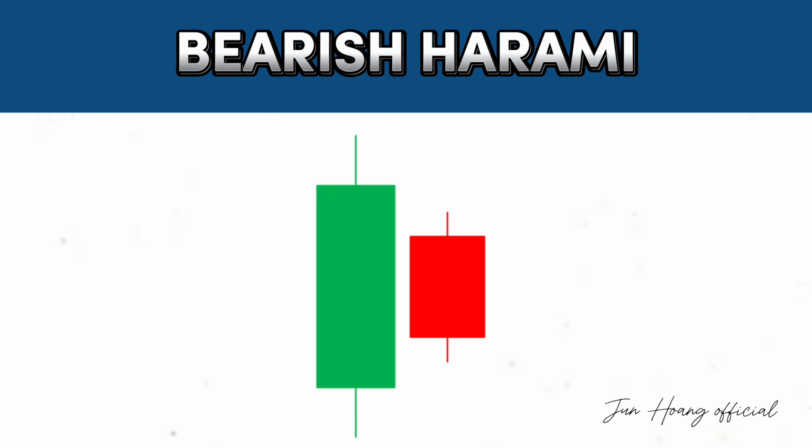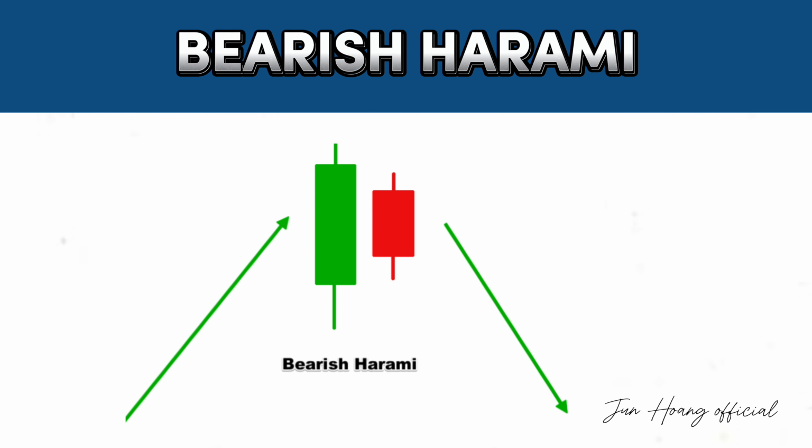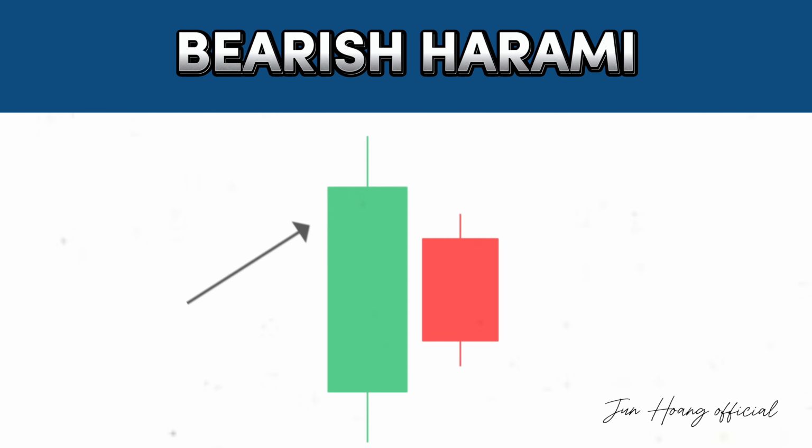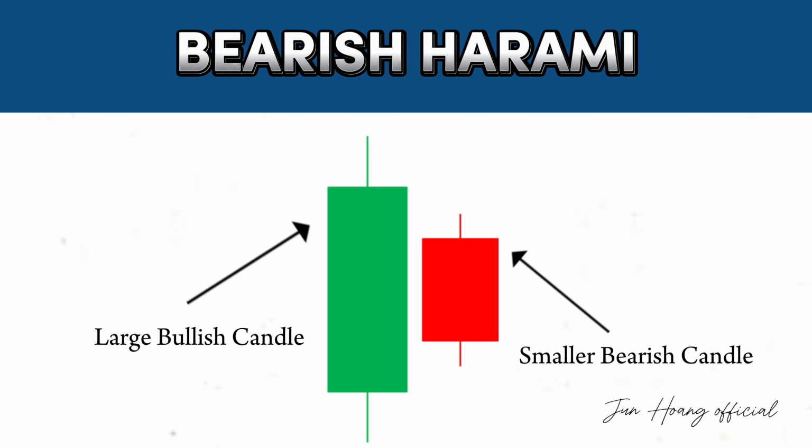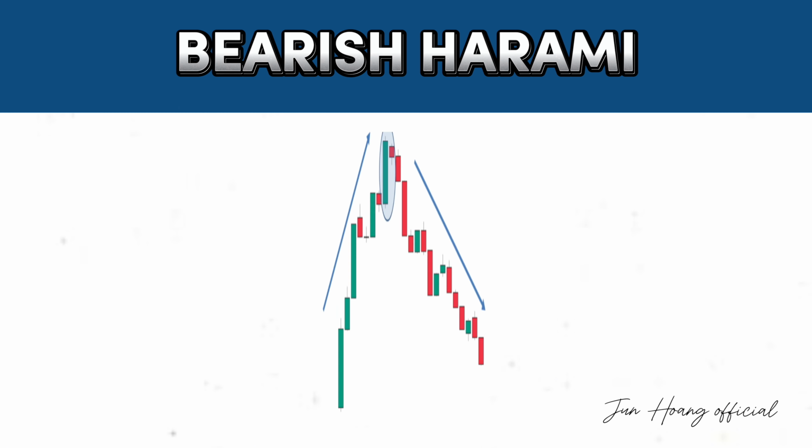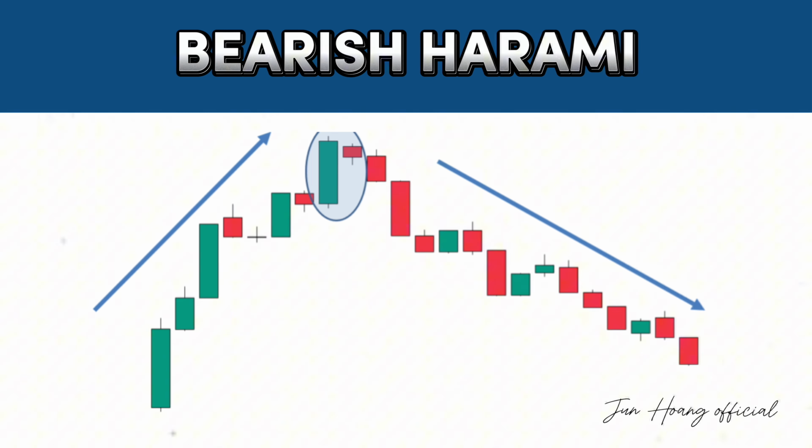Bearish harami. This pattern occurs during an uptrend. The first candle is a large bullish candle. The second candle is a smaller bearish candle that is completely engulfed by the body of the first candle. It suggests a possible reversal of the uptrend and the beginning of a new downtrend.